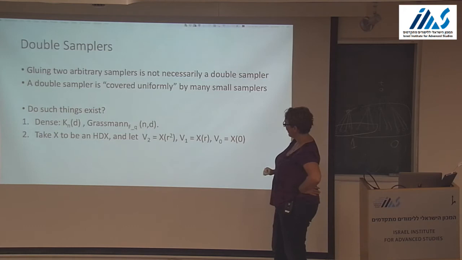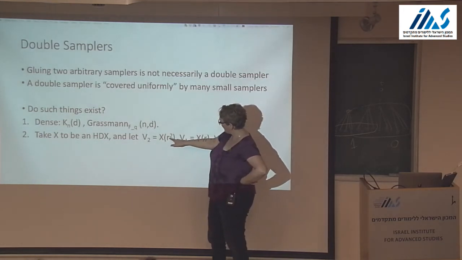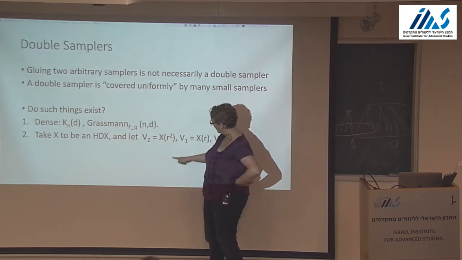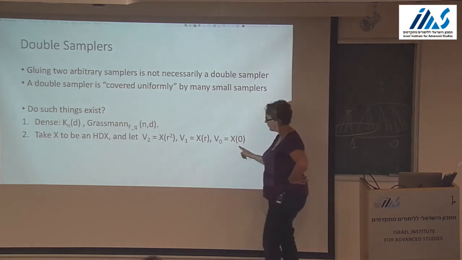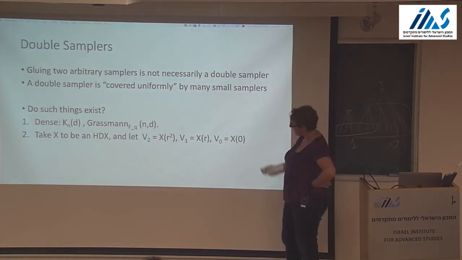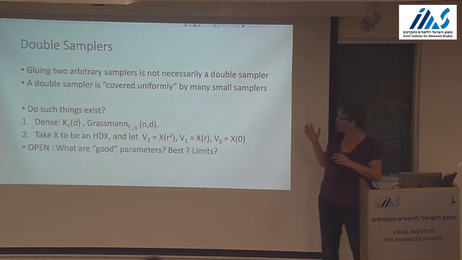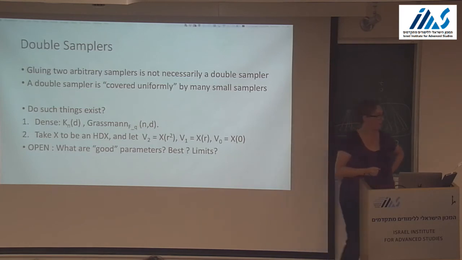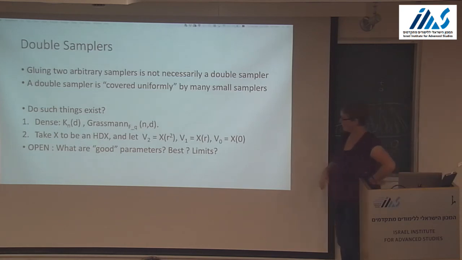Okay. So now what are we going to do? Instead of n choose r squared, we're going to take the r squared level in the expander, and then V1 will be the r-dimensional faces, and V0 will be just the vertices. This is easy to prove, that it's a double sampler. By the way, is r squared and r just an example of d and d prime? Yes, nothing is special.